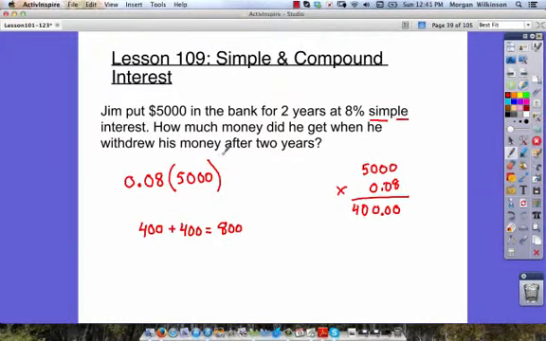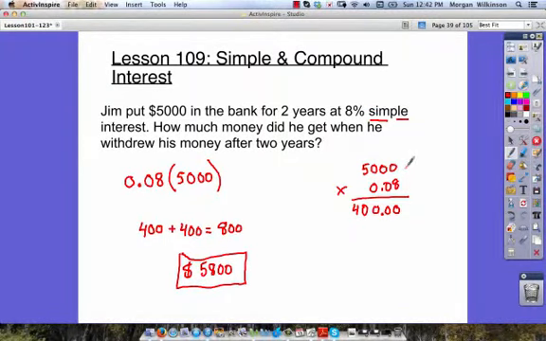So how much money did he get when he withdrew his money after 2 years? Well, he got $800 in interest, plus the original $5,000 he put in there, so he's going to have a total of $5,000 plus $800, that's $5,800. And we've got our final answer.